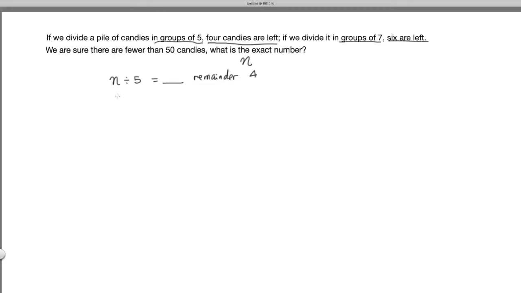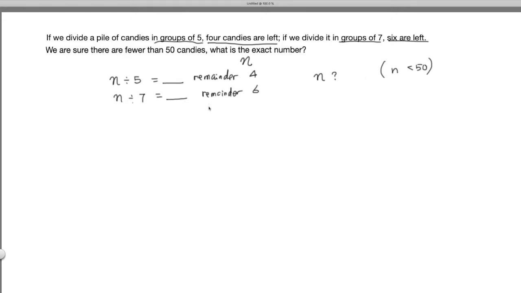And then the same number, when divided by 7, again, there will be a quotient that is unknown, which is different from this quotient, and the remainder is 6. The question is, what is this n? And we also know that this n is less than 50. So how do we solve this question?